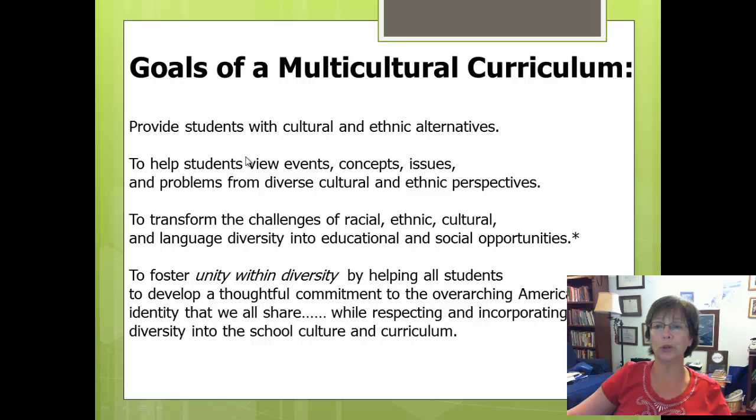Also, provide students with cultural and ethnic alternatives. So really what you're doing is you're making sure that they have choice, that they are being presented with different perspectives or different attitudes, different ways of thinking or handling. If you are looking at holidays like Thanksgiving, ask how do other cultures possibly celebrate that particular holiday. Yes, it's an American holiday, but what does it mean to people who have come to this country at different times in our history, and what does Thanksgiving mean to them?